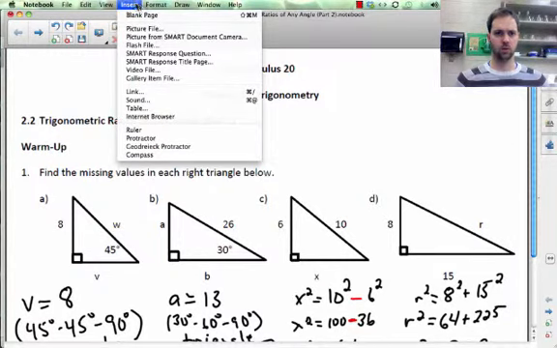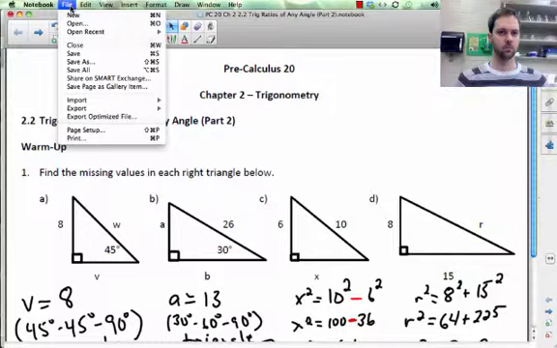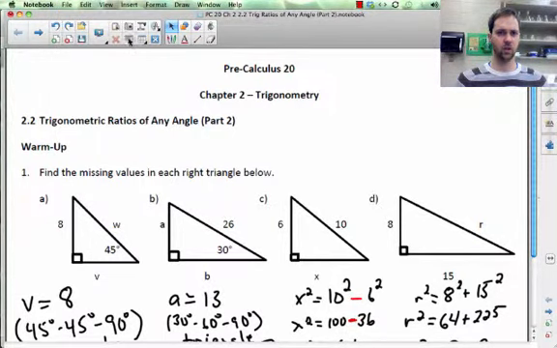Welcome to, start that over, screen shade.